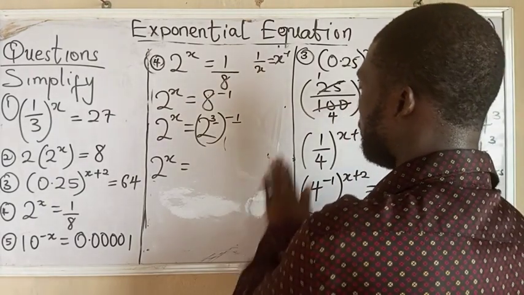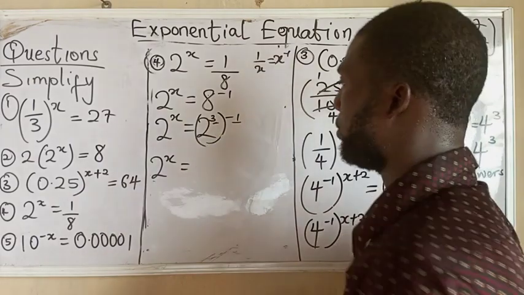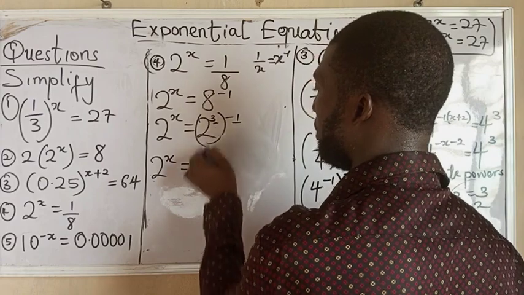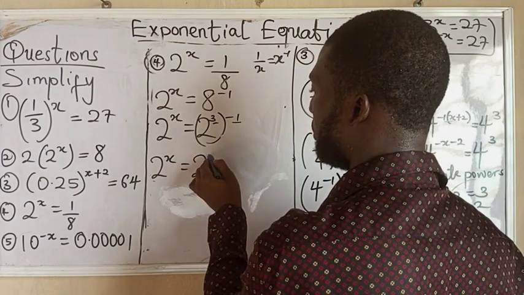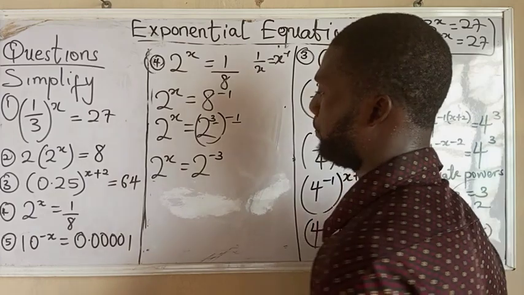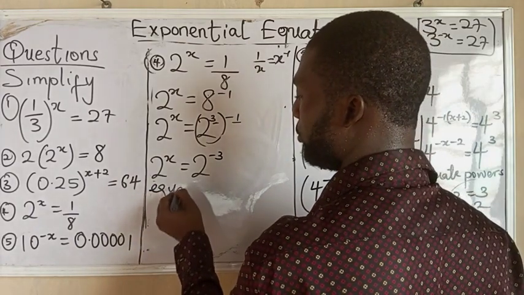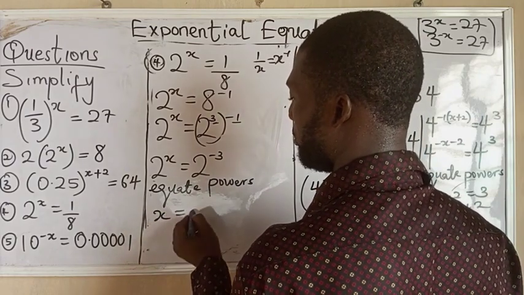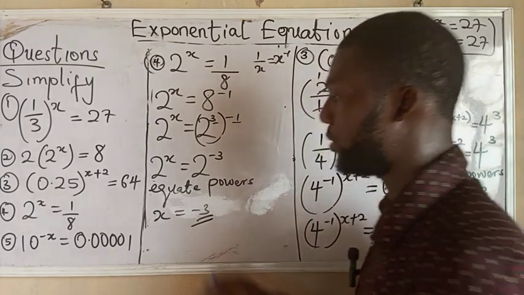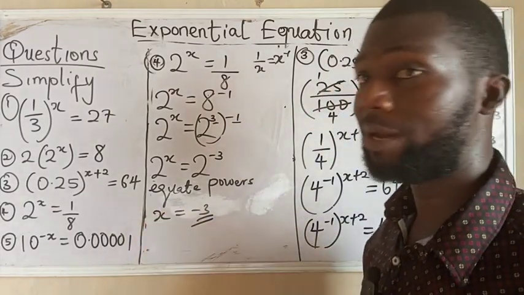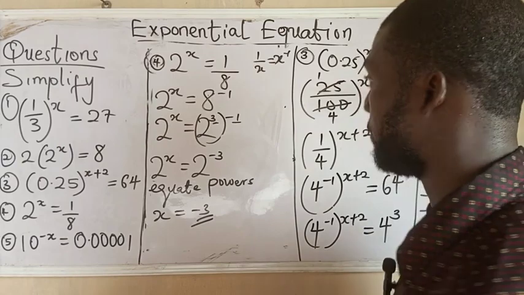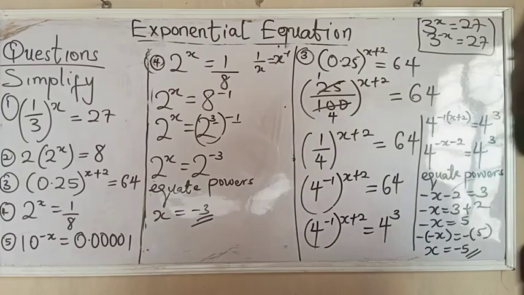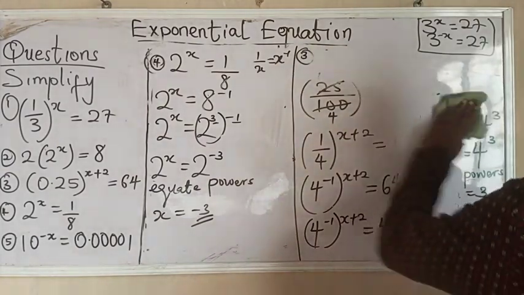So on this note, I can as well say that 2 raised to power 3, all in bracket raised to power minus 1, means that this 3 and this minus 1 can multiply themselves. So it's going to be 2 raised to power 3 times minus 1, and that is minus 3. So now the bases are the same, so we equate powers, and we have x equals minus 3 automatically. There's no need for us to multiply both sides by minus, since this x is already positive. It's okay like that. We can leave our answer like that. So we'll move on to the 5th question and the final question.